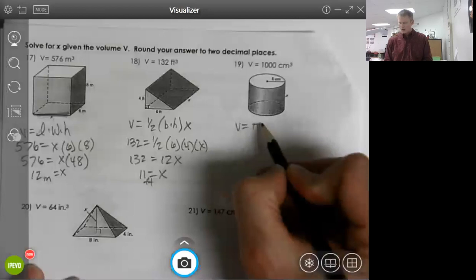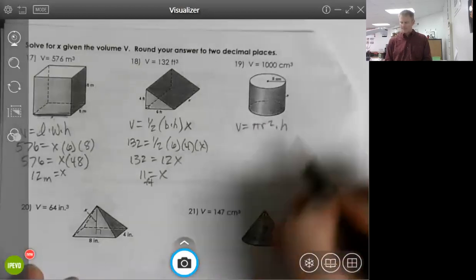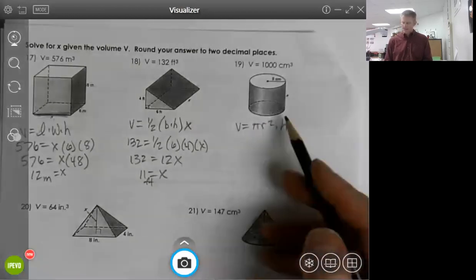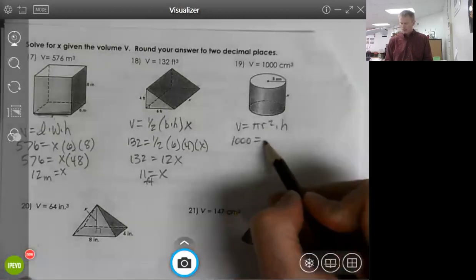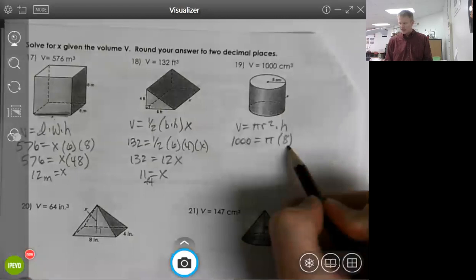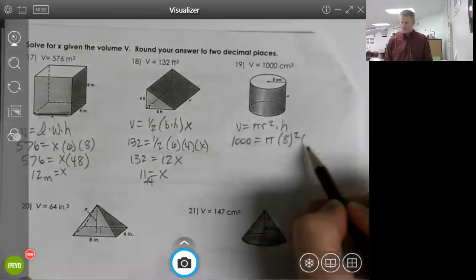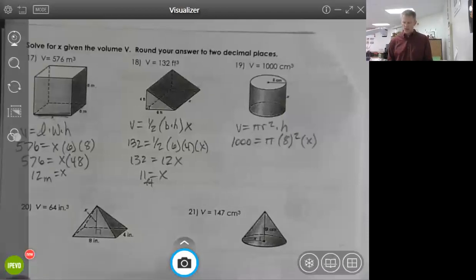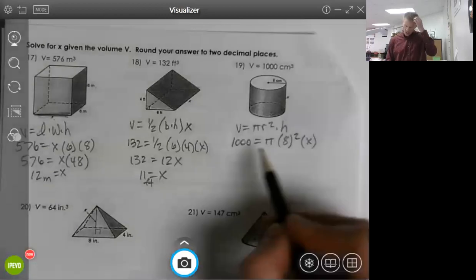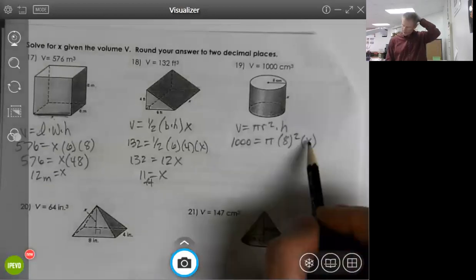Volume equals pi r squared times the height. That's the volume of a cylinder. We have 1,000 equals pi. Our radius is 8. We're squaring that times our unknown value. Notice we have one unknown. We cannot solve for two unknowns in these situations. So we have to know the volume, and we have our one unknown of not knowing the height.